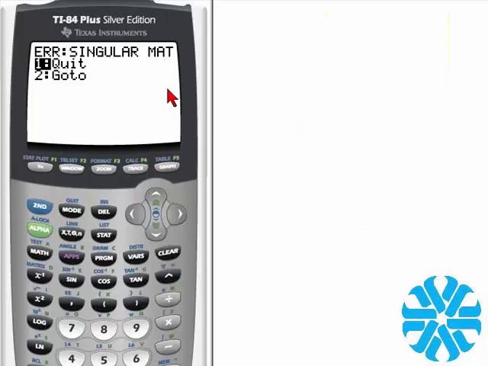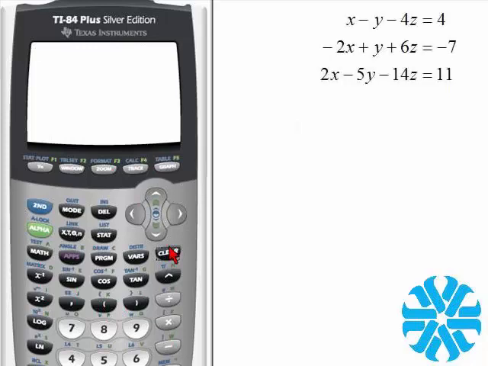Okay, let's clear the screen, and we'll clear again. Now we will go to example number 3, which says, use a matrix equation to solve the following system of equations. x minus y minus 4z equals 4, -2x plus y plus 6z equals -7, and 2x minus 5y minus 14z is equal to 11.